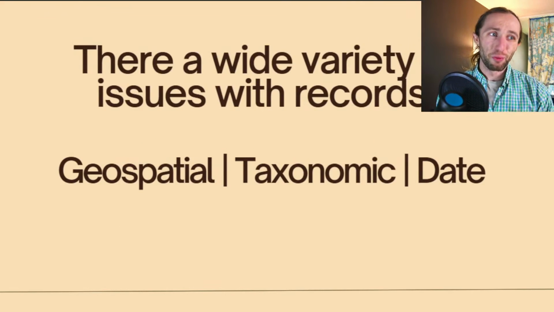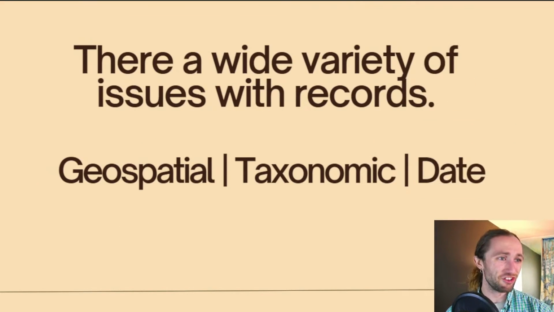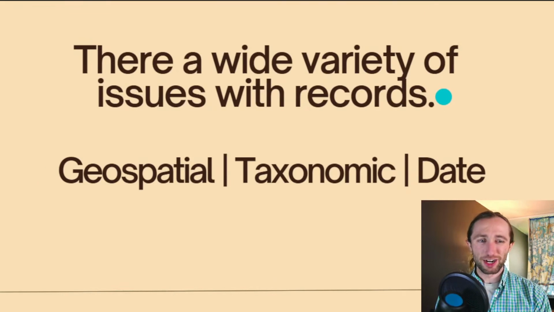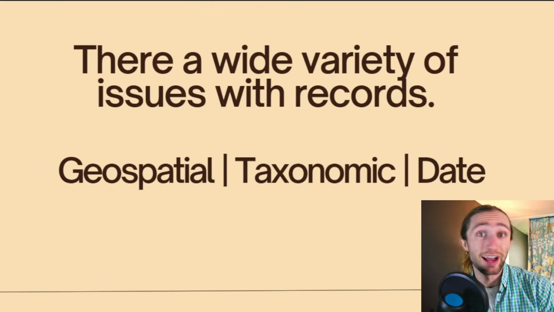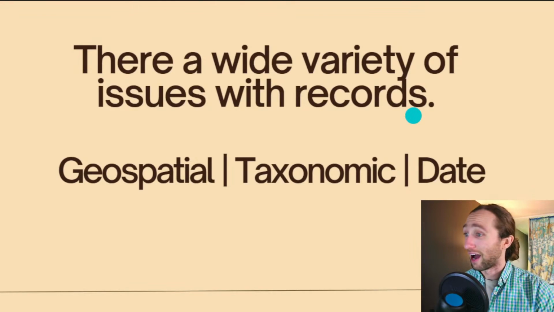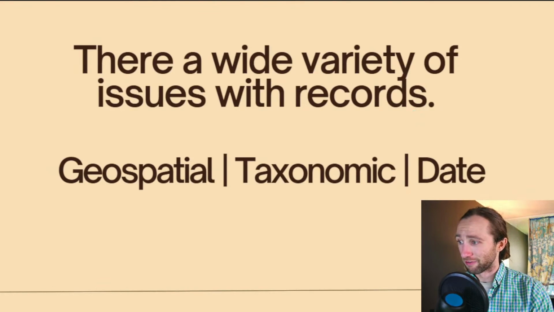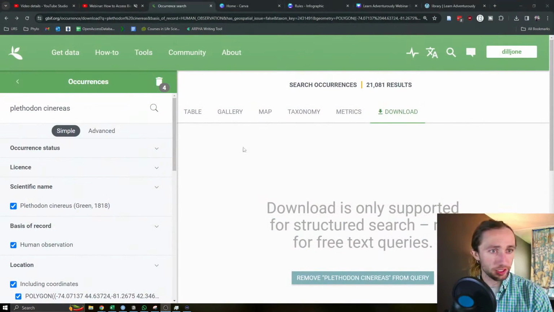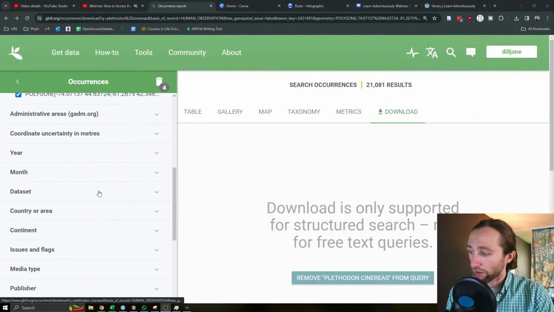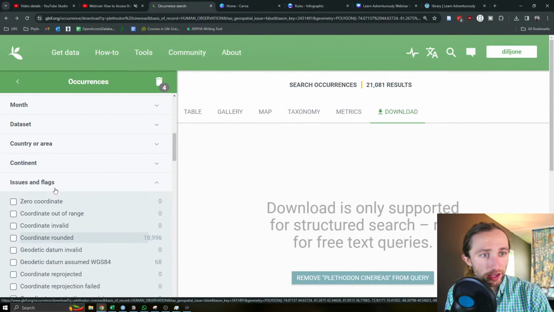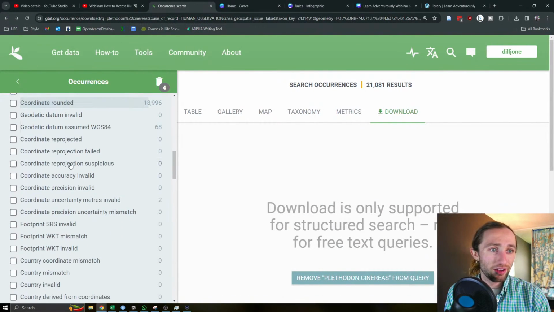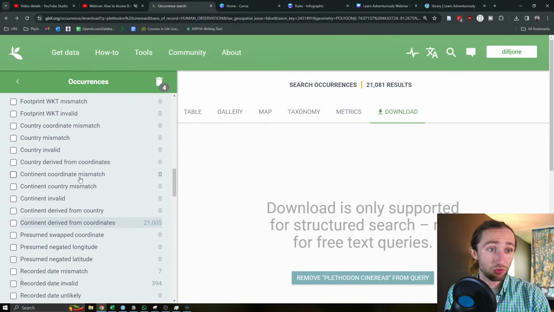And there are a wide variety of issues with records. I'm going to talk about 3 common ones, but again, there are many. Luckily, GBIF does flag all of the issues. In fact, if we go back to where we were on GBIF, let's change this view really quickly. Just for this data set, we can see right here, issues and flags. We can see all of the different possible issues here.